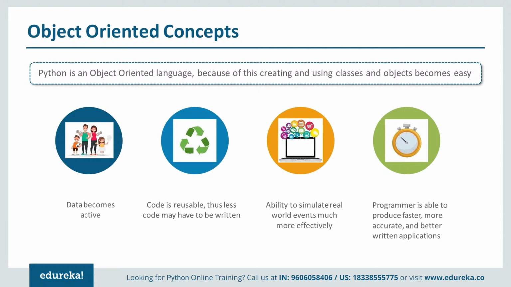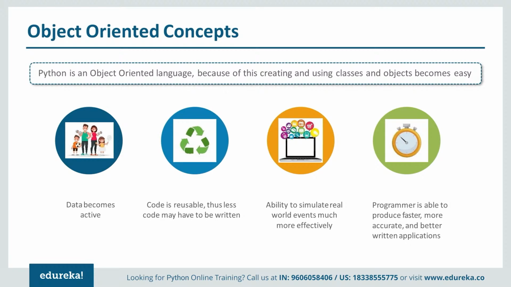So Python is an object-oriented language. It's not only object-oriented, I would say it's functional as well. It supports procedural programming also. Because Python is an object-oriented language, creating and using classes and objects becomes easy.